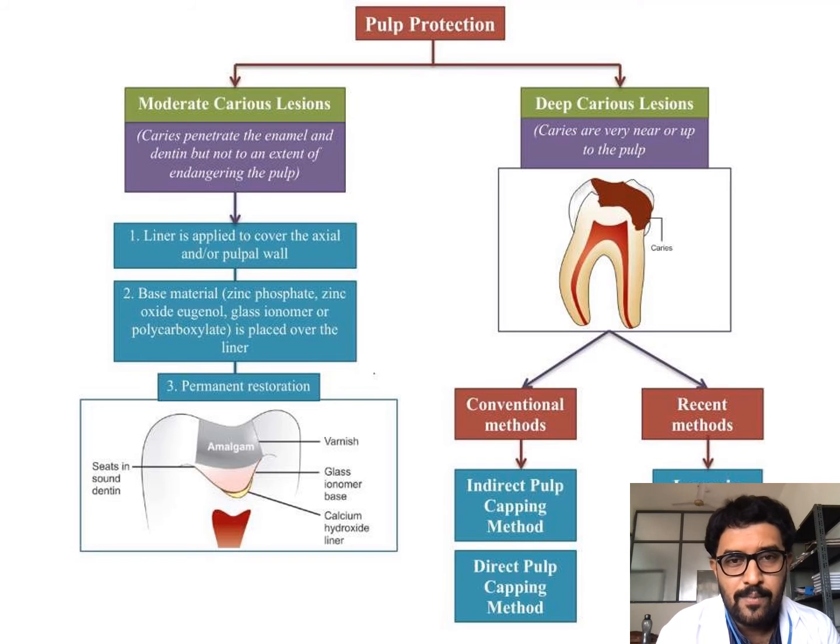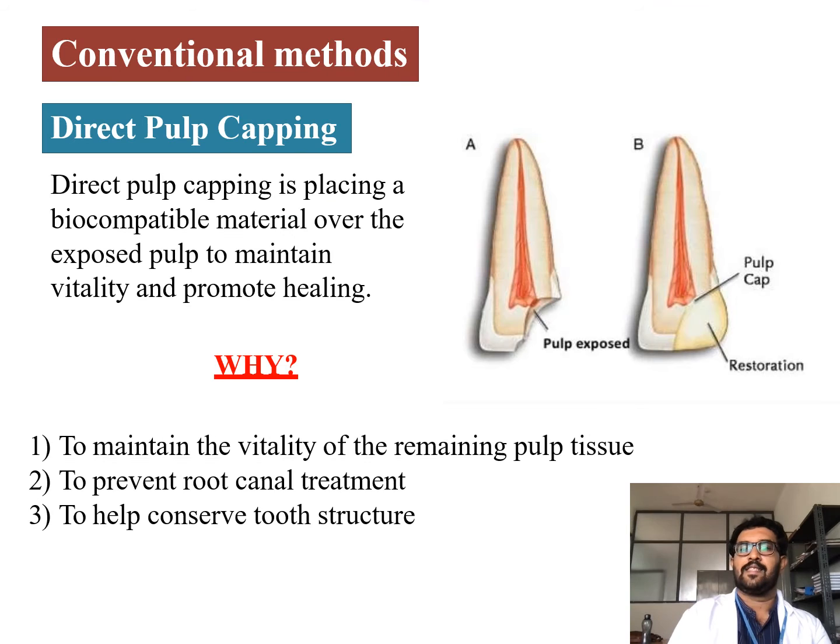Got it? Next comes deep carious lesions. Definitely conventional methods are there, recent methods are there, indirect pulp capping is there, direct pulp capping is there. We can go for this one. Okay, next slide comes to conventional methods. What are the conventional methods?